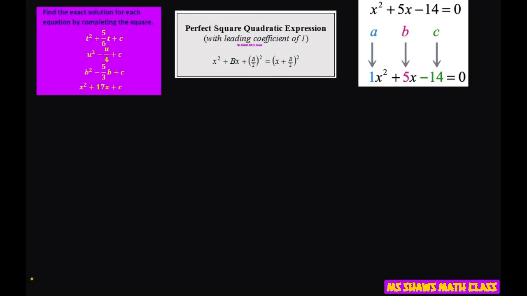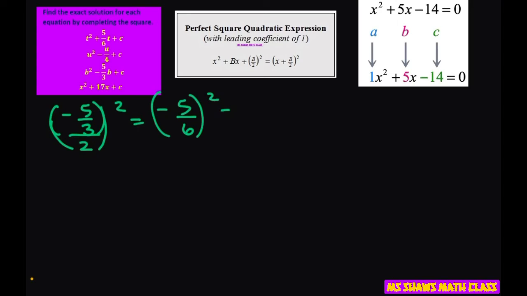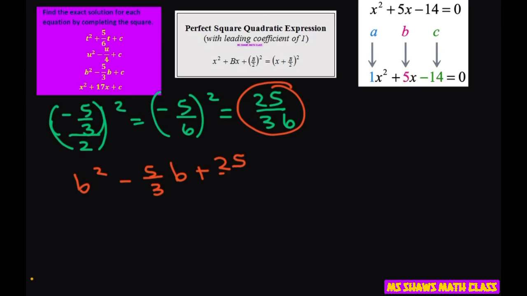So let's do the next one. You take your -5/3 and divide that by 2 and square it. So that's going to be -5/6 squared, which equals 25 divided by 36. So what we have is b squared minus 5/3 b plus C. So this is your C. That's what they're looking for. 25 divided by 36. And I'm just saying you can now write it this way.